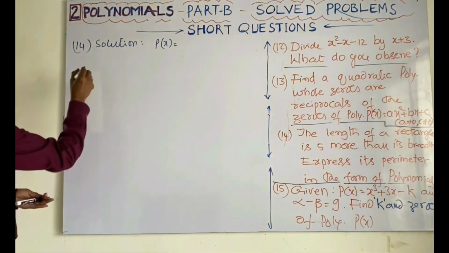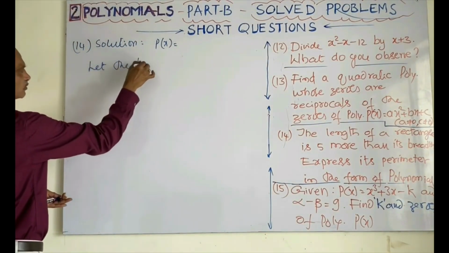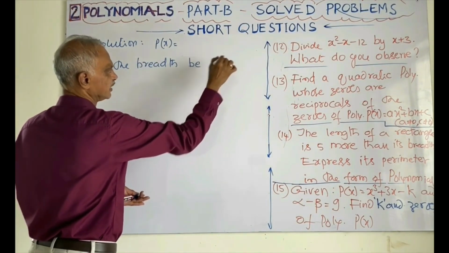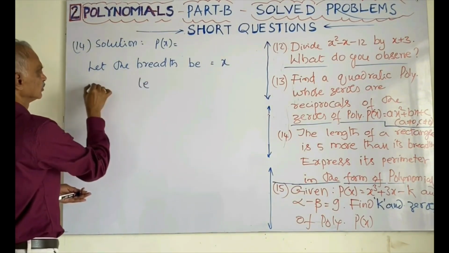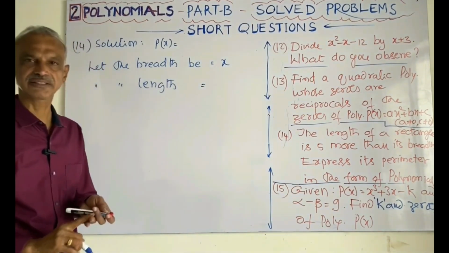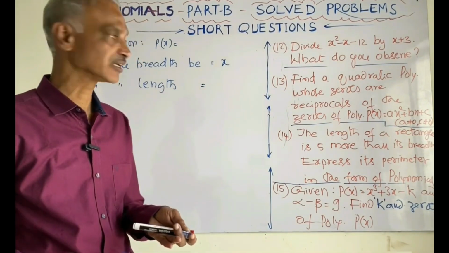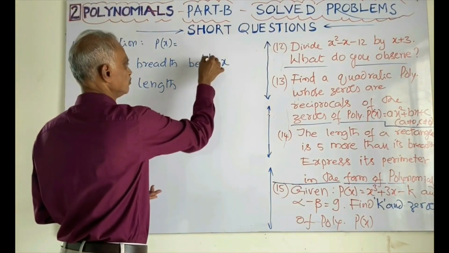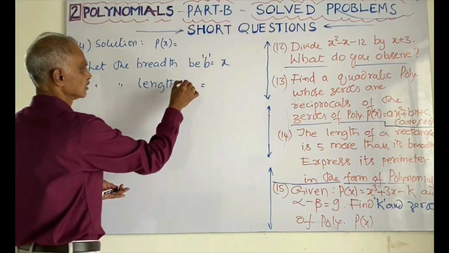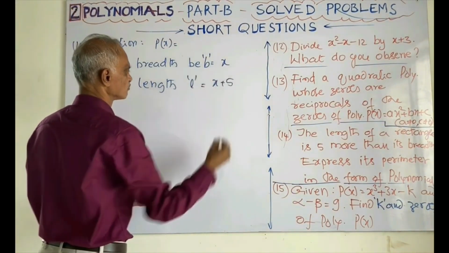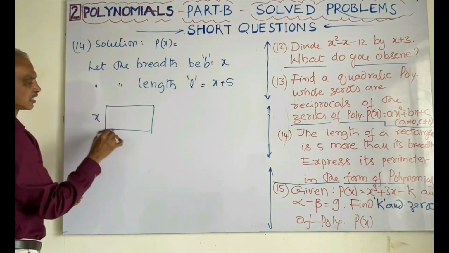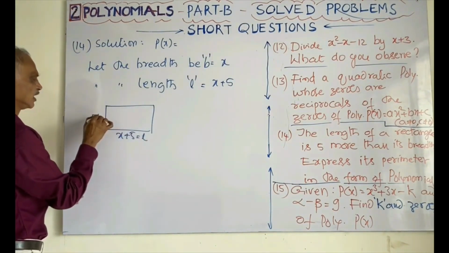Perimeter, let the breadth be x. If the breadth b is x, then what is the length? It is 5 units more than its breadth, meaning length is equal to x plus 5. Now you take a rectangle, you draw a rectangle, breadth is x and length is x plus 5. This is length and this is breadth.